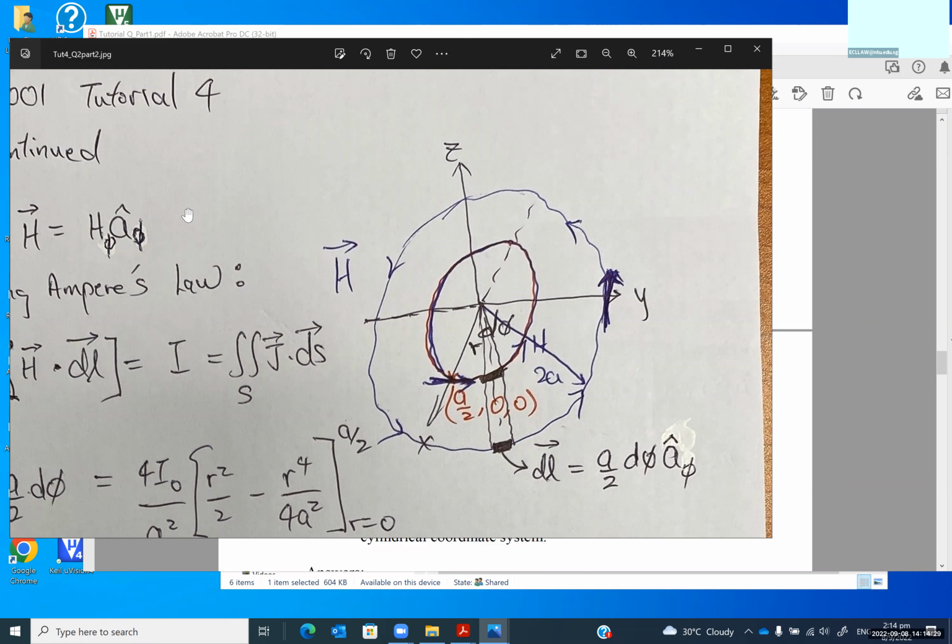Okay, so that is the reasoning why we now say that the H field is just some coefficient H_phi times the a_phi unit vector. The other two terms are 0. I just explained to you why they are 0. Okay, so this is our expression. We're going to put it into Ampere's law. So this is our Ampere's law.